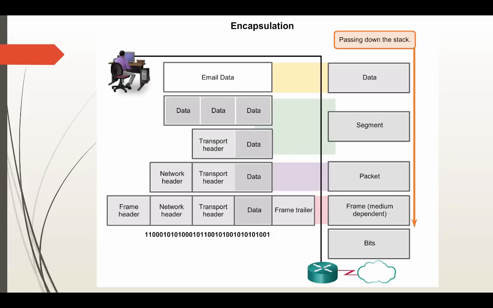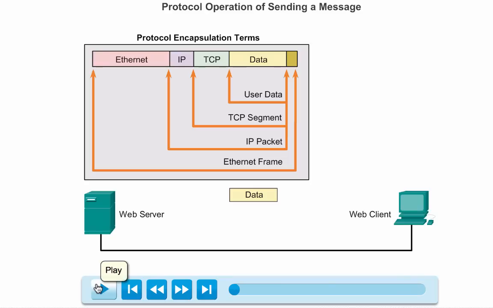Data, the general term for the PDU used at the application layer. Segment, transport layer PDU. Packet, network layer PDU. Frame, data link layer PDU. And bits, a physical layer PDU used when physically transmitting data over the medium. Data encapsulation is the process that adds additional protocol header information to the data before transmission.